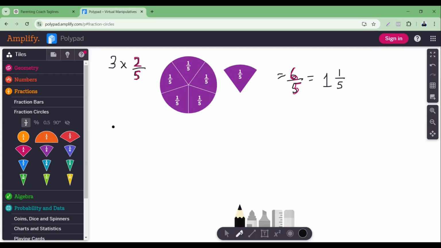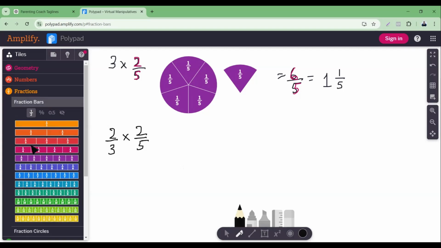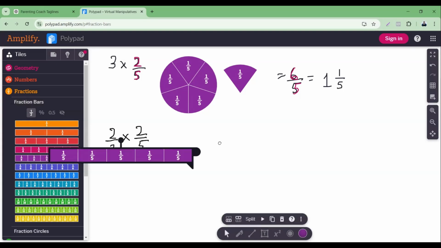So what I'm going to do is take a fraction. Let's take the same 2/5. Instead of a whole number, I am going to multiply by 2/3, let's say. So what happens to this? Let's do it using fraction bars to understand.